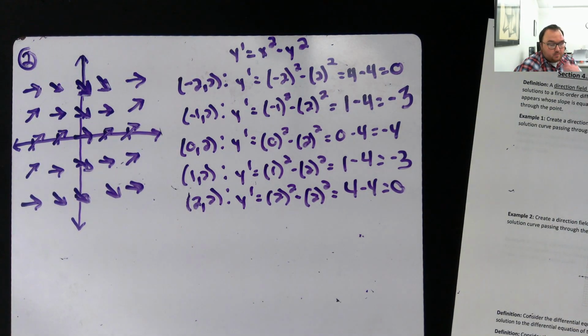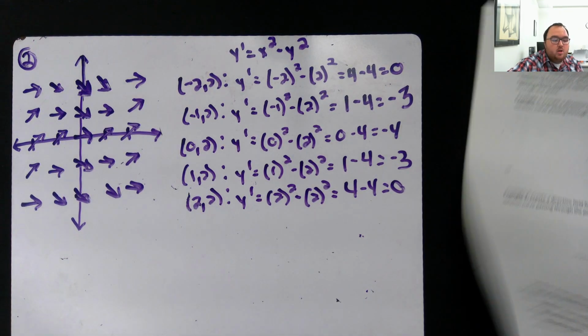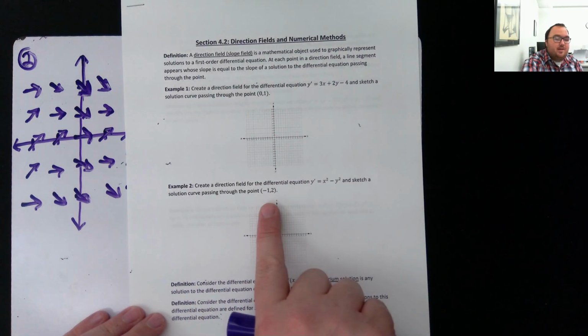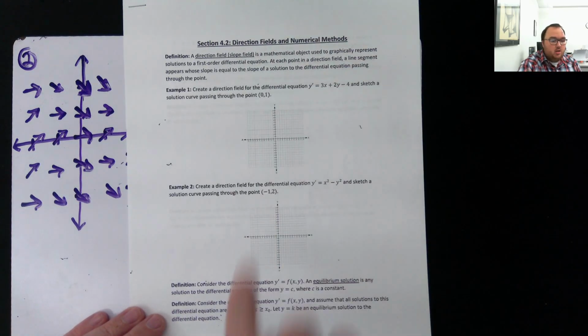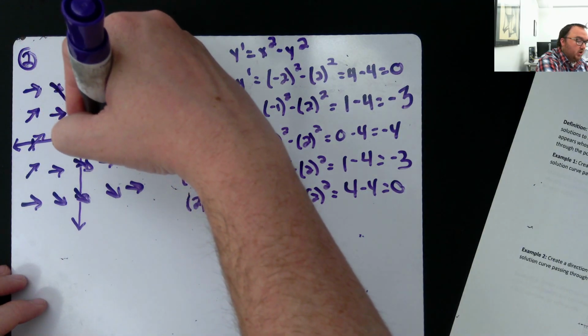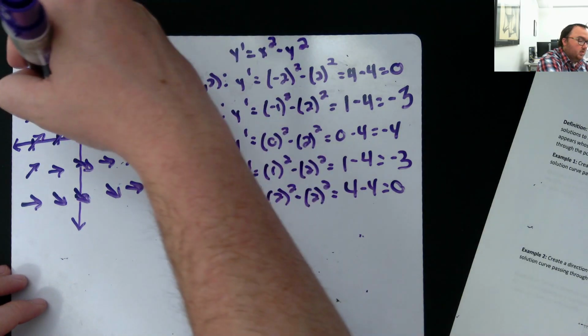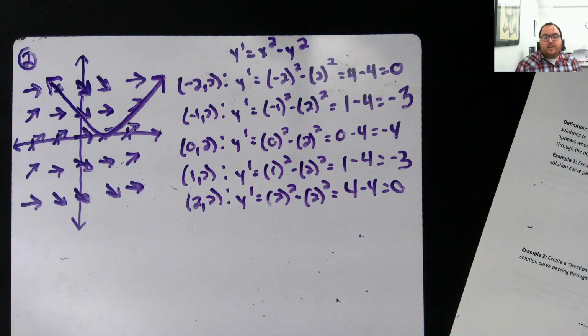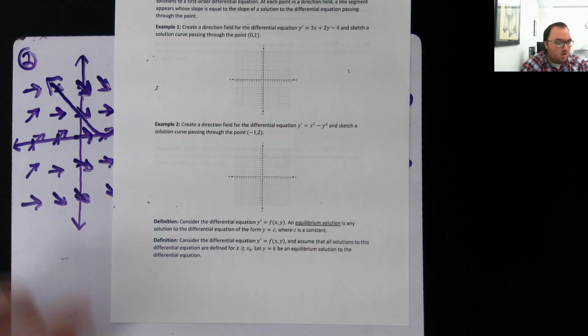So again, why is this helpful? If I want to pass through the point negative 1, 2, I can start there. Negative 1, 2 starts right here and follow this curve. How neat is that? Now that is going to be the approximate graph of our y. Okay, so another way I can use these slope fields is for finding something called equilibrium solutions. So let's look at that.